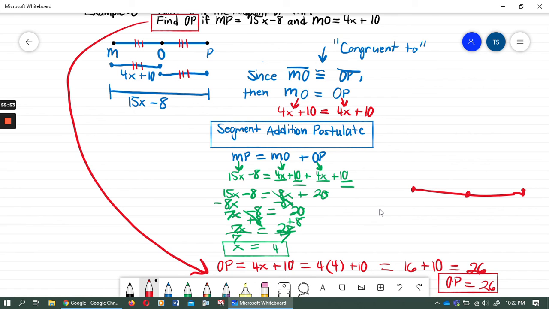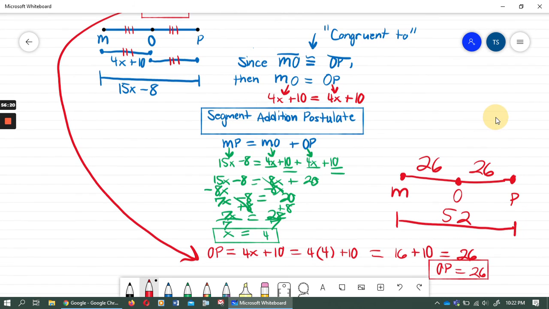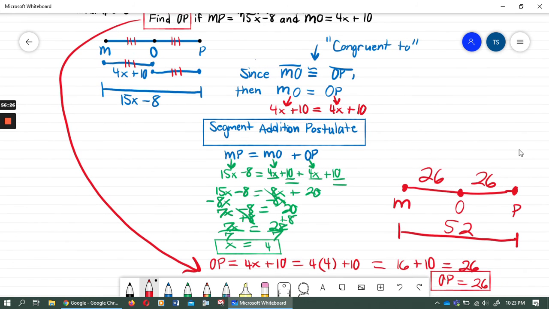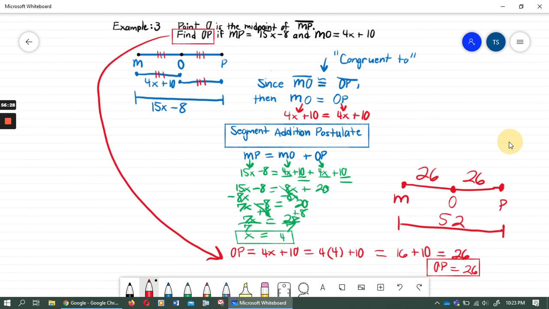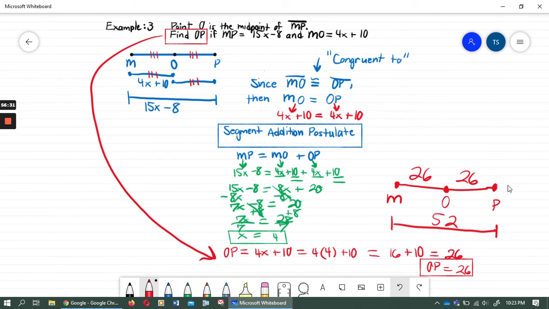But again, folks, sometimes they'll ask you to find not only just one length, but the length of all 3 segments. So if what we just found was segment OP, and that was 26, and segment MO had to be the same thing, 26, then the whole segment MP had to be 52. Technically, with a midpoint, once you find one part, it doesn't take much to figure out the other 2 parts. But we have found specifically what they were asking us for in this example. We have found OP. All right, folks, next up, we're going to look at exactly what that midpoint formula is.